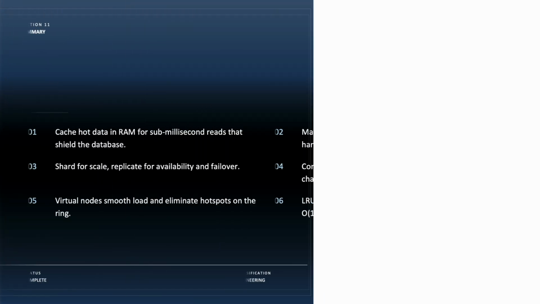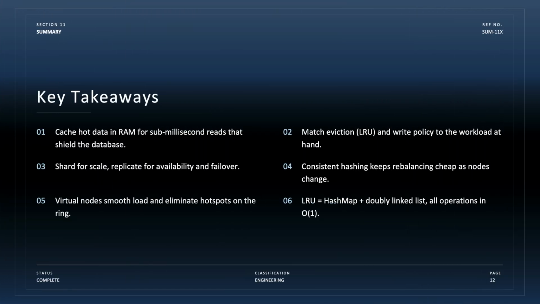Let's recap. Caches speed up applications by storing frequently accessed data in memory. Eviction policies manage limited space. Read and write patterns control how data moves between cache and database. Sharding provides scalability, replication provides availability. Consistent hashing minimizes data movement, and virtual nodes improve load balancing. These are the core ideas behind modern distributed cache systems used by companies like Amazon, Netflix, and Uber.